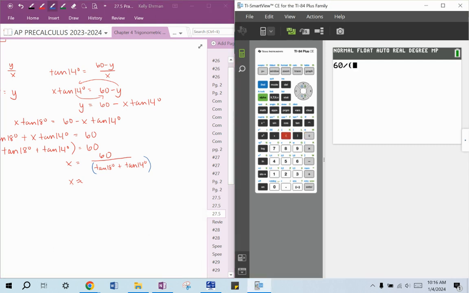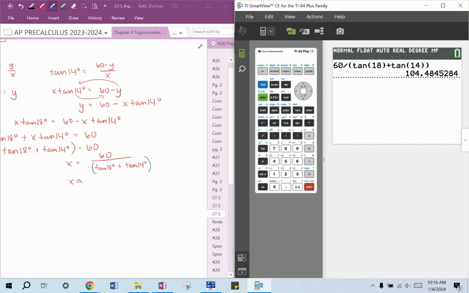So parentheses, tangent of 18. Now I need to close parentheses around that angle so the calculator knows that's it, tangent of 18 plus tangent of 14. Same thing, close that angle. And then you have to close parentheses again because you've got these outer parentheses here. So you do have to put a little thought into how you enter this stuff in. Otherwise, the calculator does the order of operations that you've assigned and can easily get you the wrong answer.